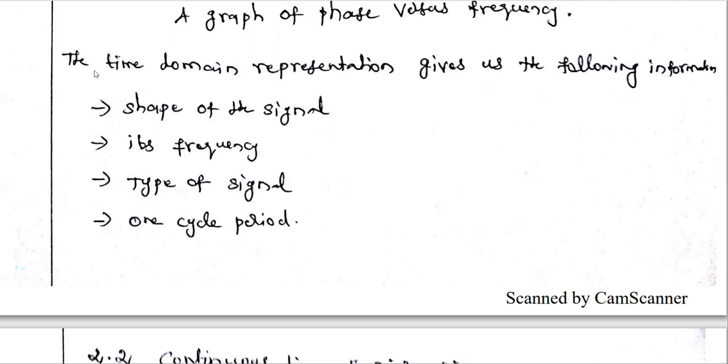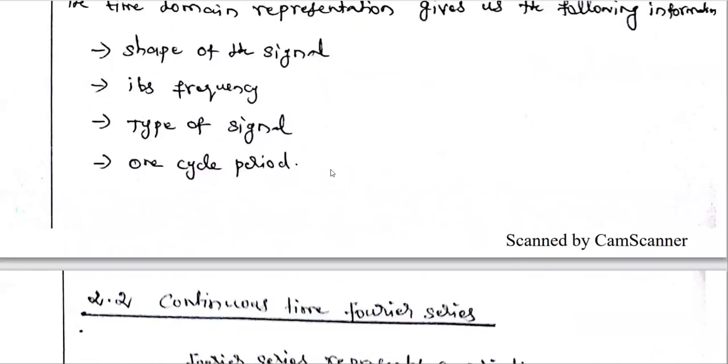So the time domain representation gives the following information. One is the shape of the signal, which type of signal this is, the time period and frequency. The remaining information is not at all given by the time domain representation. That's why we are moving to the frequency domain representation.